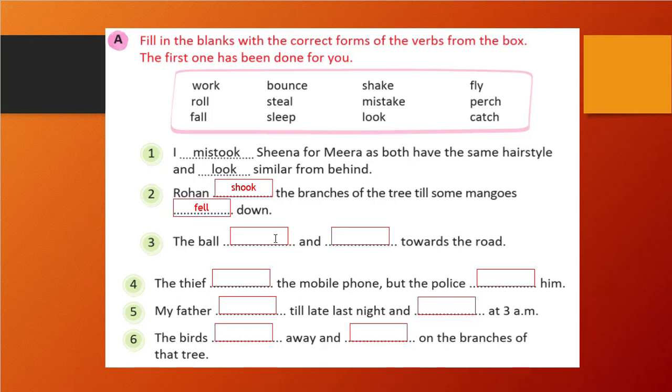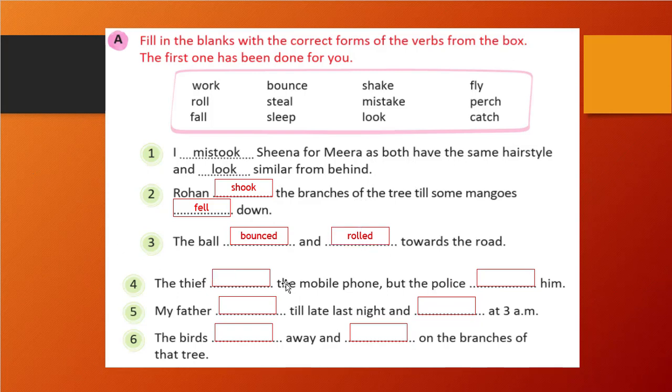Similarly, the ball blank and blank toward the road. So what happens here? What happened with the ball? A ball can bounce, right? So bounce is one word we will use. And roll. The ball will roll also towards the road. So we will write this in a past form. How can we write it? The ball bounced and rolled towards the road, right? Okay. Similarly, you will see 4, 5, 6.